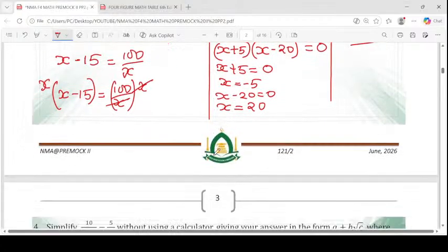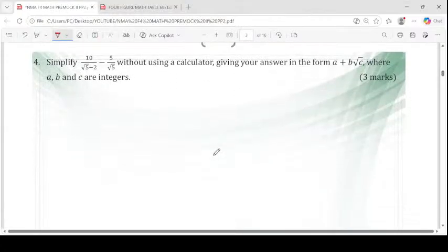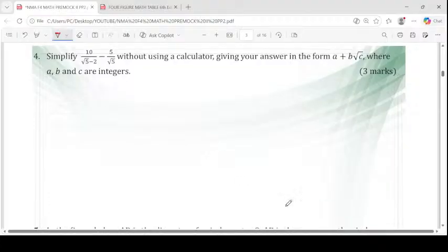Ladies and gentlemen, let's dive to question number 4. Let us dive to question number 4, a question on surds. Simplify 10 all over root 5 minus 2, minus 5 over root 5, without using a calculator, giving your answer in the form of a plus b root c, where a, b, and c are integers.